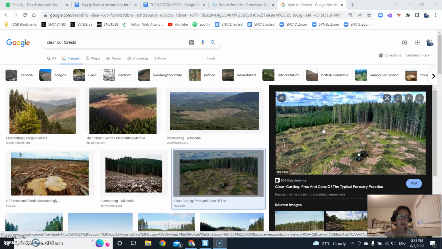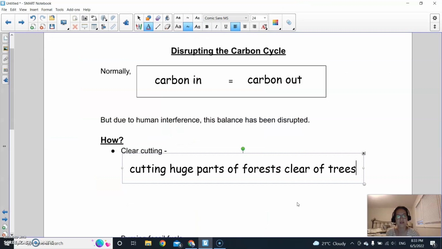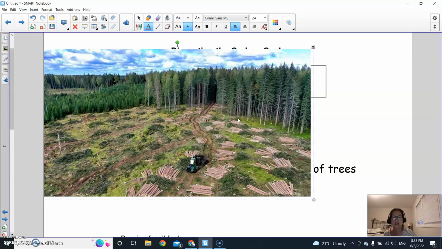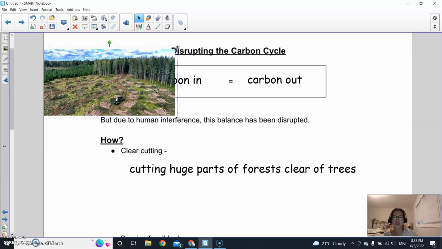And so this is very, very devastating to the ecosystems. Sorry, I don't know why this isn't working. Oh gosh. Copy the image. I'm just going to post that over here. Cutting huge parts of the forest clear of trees. Please copy that down, and I'm just going to put a little picture of this.